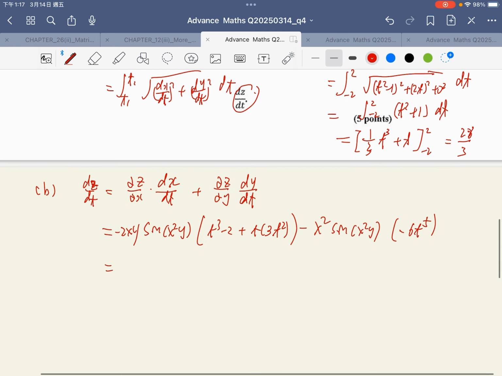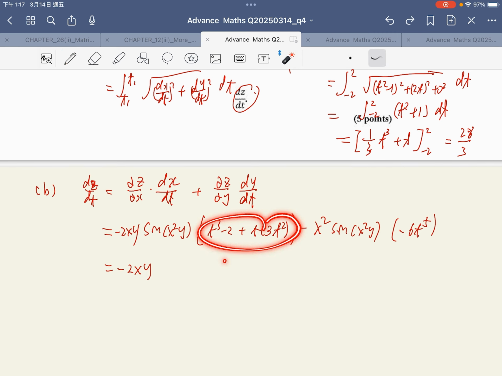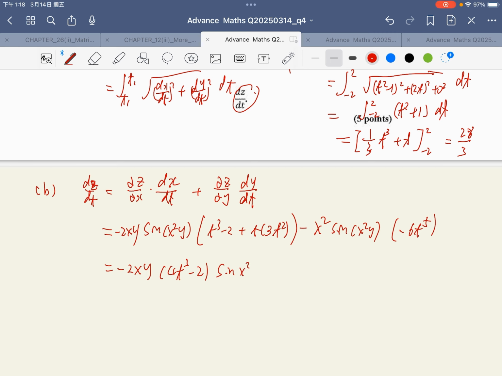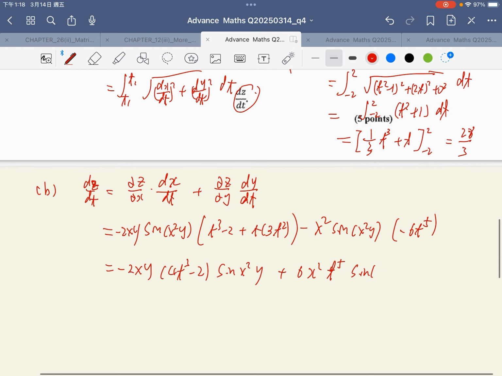And then I simplify the answer here: 2 times xy, and simplify this part. This part should be equal to 4t cubed minus 2, times sine of x squared y, and then plus 6x squared t to the power 5 times sine of x squared y. Okay, I stop here.